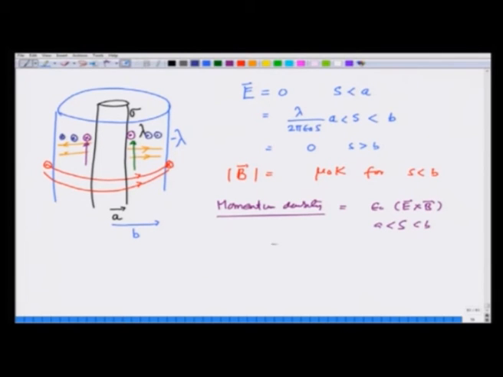So, momentum density E cross B is going to be epsilon 0, E is lambda over 2 pi epsilon 0 s, times B, which is mu 0 k. So, this comes out to be, epsilon 0 cancels, lambda mu 0 k over 2 pi s. That is the momentum density.